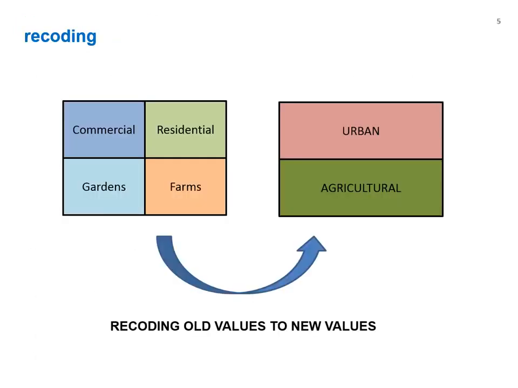For recoding, we are interested in reclassifying the data into different categories. For example, we might need to combine commercial and residential to create a new aggregate urban category, maybe to compare urban with agricultural. In the end, the attribute table now contains a new column where all commercial and residential elements are given the same code in the new column, say 1 for urban.